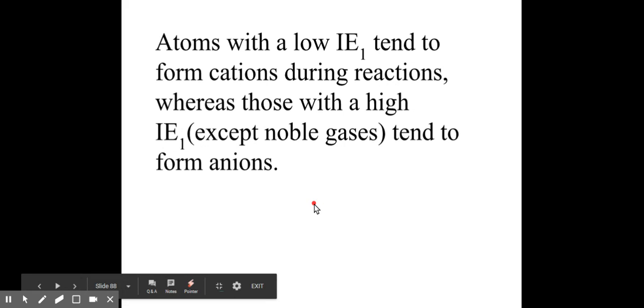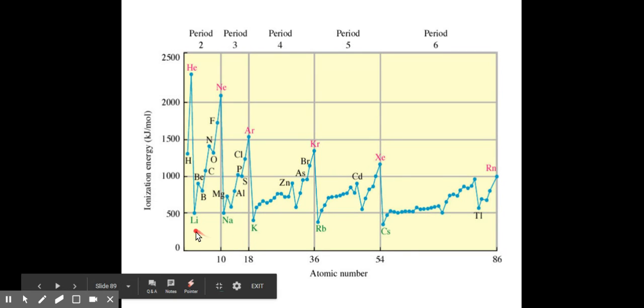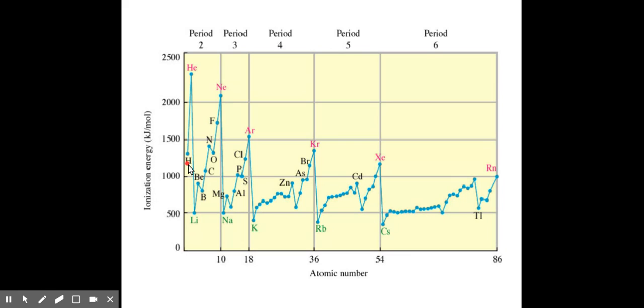So atoms with low ionization energy, or the first ionization energy, that's what this 1 right here means, tend to form cations during reactions, whereas those with a high first ionization energy tend to form anions. Of course, except for the noble gases, because they're already pretty happy to begin with. So this really helps you out right here. If these are the first two elements, hydrogen and helium, helium's a noble gas, so it has a very high ionization energy, and they're just s orbitals, so there's no big exception here.